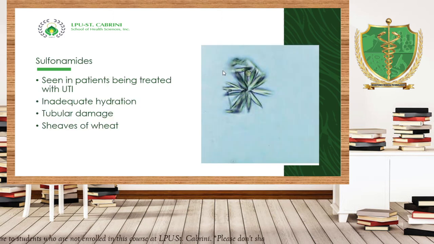Okay? We have here the sulfonamide. This is the last, no? Which is seen in patients treated for urinary tract infection because of the antibiotics. Sulfonamide. Diba? Antibiotic. May mga ganung antibiotics po tayo. No, and the presence of sulfonamides is an indication of inadequate hydration, and the presence of sulfonamide is an indication of tubular damage. And take note guys that the sulfonamides is sometimes called the sheaves of wheat. Kumpol ng mga trigo. Sheaves of wheat.